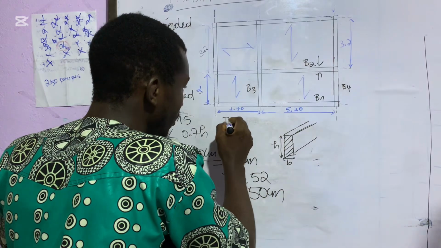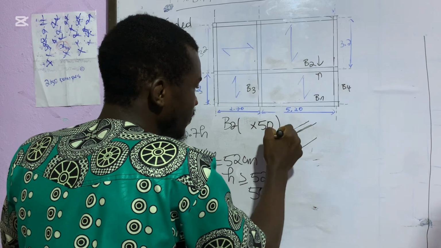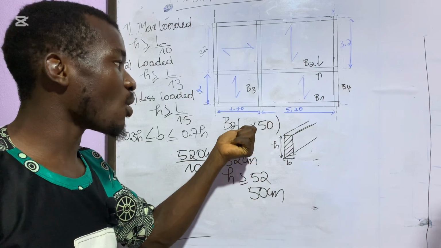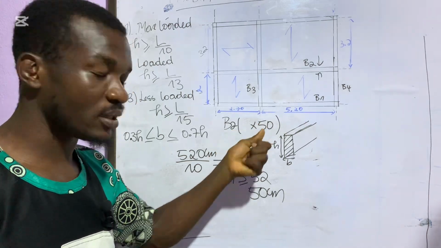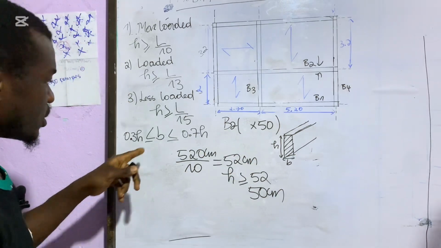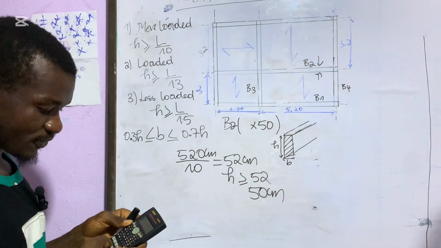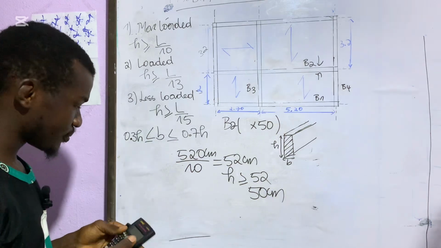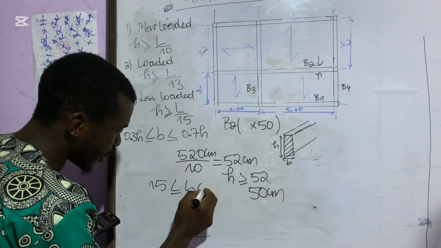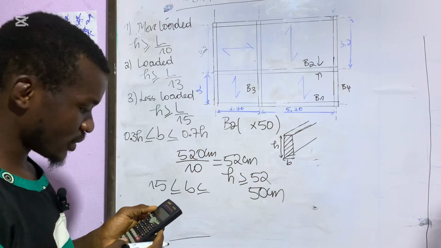So b2 here is 25 times 50 centimeter. This notation is because when you see it like this, we always start by giving the width of the beam before giving the depth of the beam. So now we are going to look for b, the width of the beam or the base, using this formula. We use 0.3 times 50, which gives us 15, and 0.7 times 50, which gives 35.